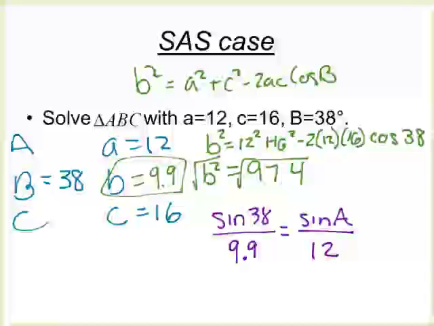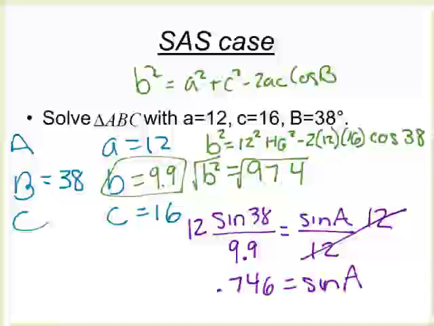We're going to multiply both sides by 12. As we did yesterday, type into the calculator 12 sine of 38 divided by 9.9, which gives us about 746. But that's our sine of A. So we need to do a second sine to get that A is about 48.